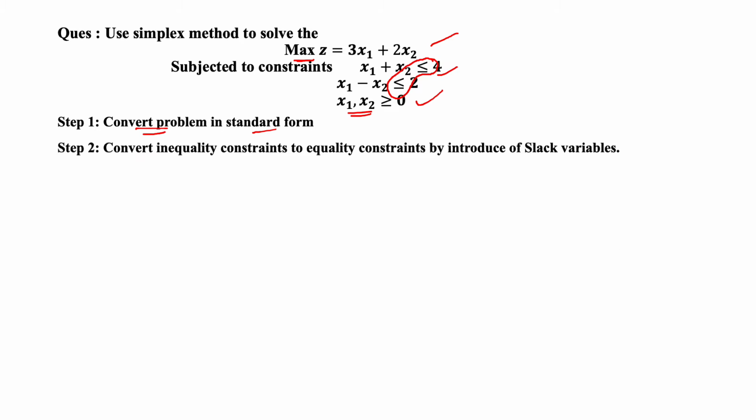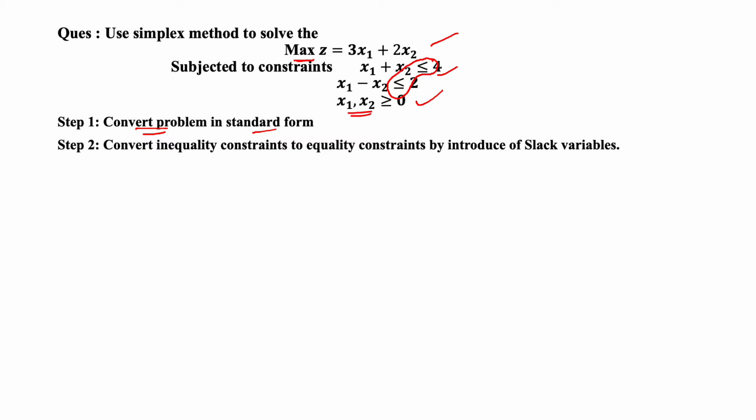The next step is to convert inequalities to equality constraints by introducing a slack variable. So I will just convert my constraint equations. These two are my constraint equations in the form of equality constraints. What will be the method? x1 plus x2, I have to convert into the form of an equation. Since this side is less than 4, I have to add some variable to make it equal to 4. That variable is called a slack variable.